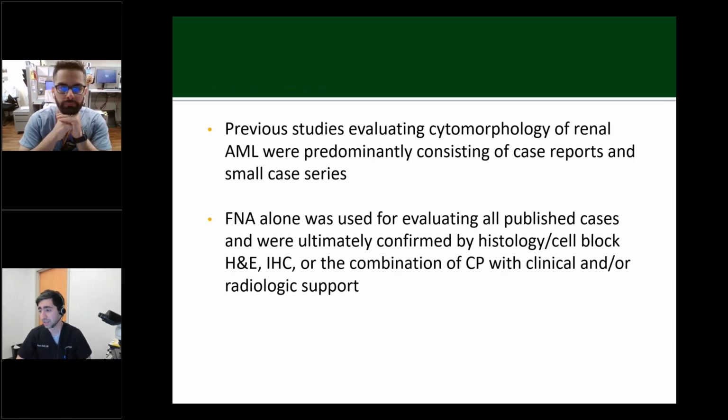Previous studies evaluating the cytomorphology of renal angiomyolipoma primarily consisted of case reports and small case series, which highlights the limited available evidence in this area. These studies were done only with FNA for evaluation, with subsequent confirmation by histology, IHC, cell block, or a combination of these methods along with radiologic or clinical support.